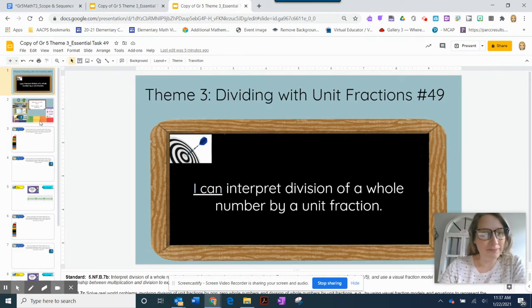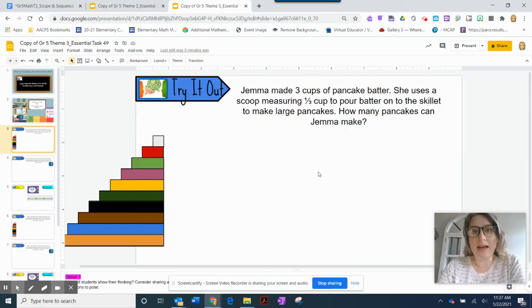Here we go, essential task 49. Same standard, 5.NF.B.7.B. We're going to continue here with that problem solving aspect. So once again, we're really making sense of the problem. So what's happening here? What's being partitioned? How is it being partitioned, right?